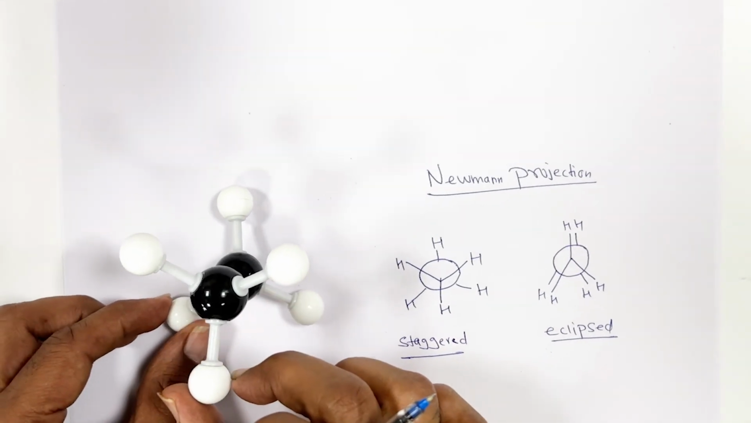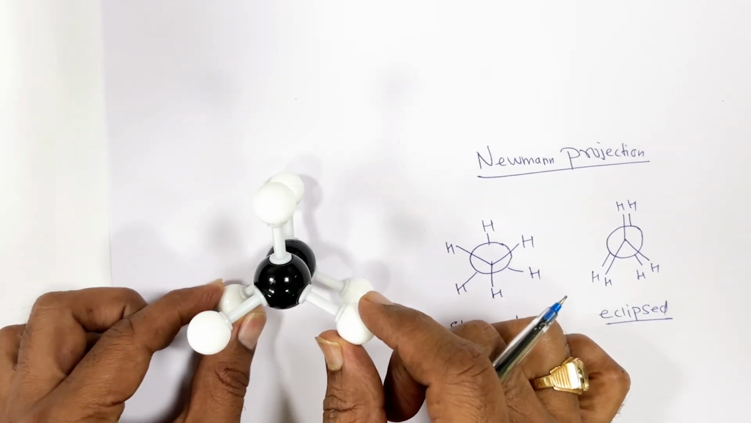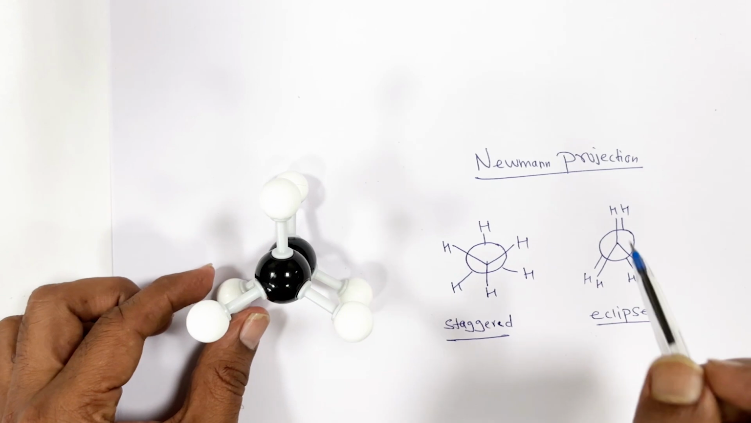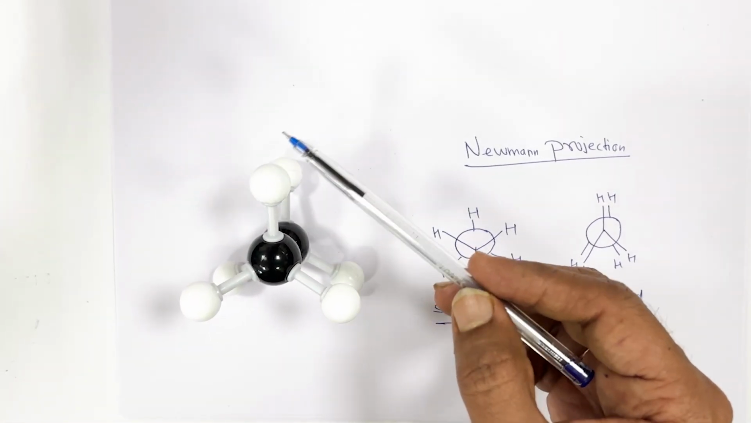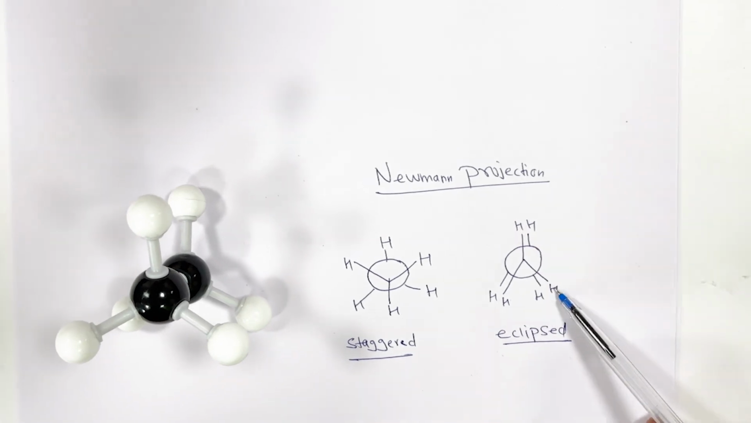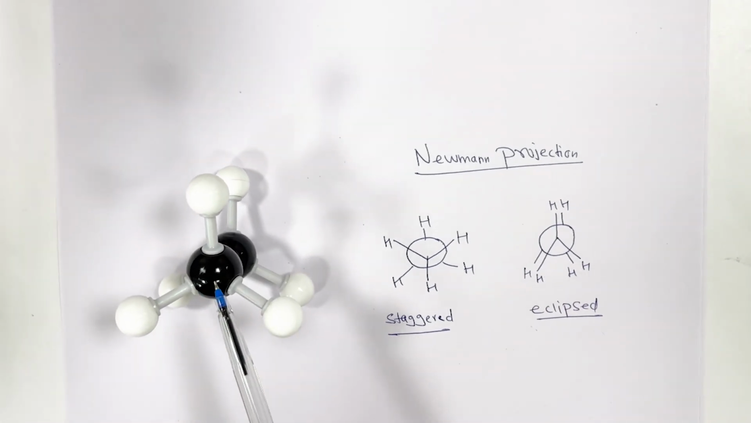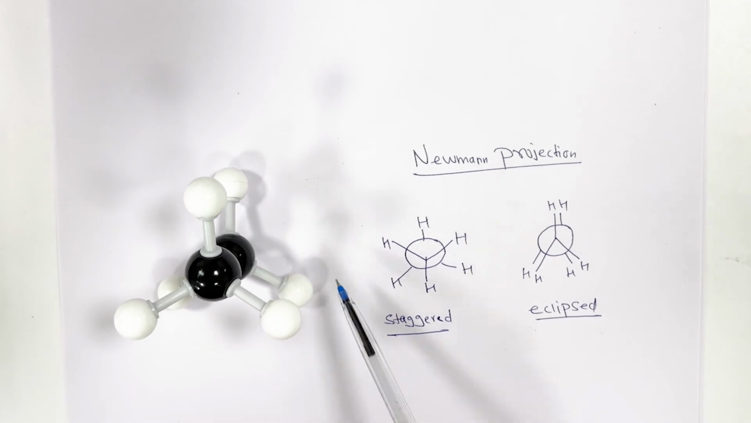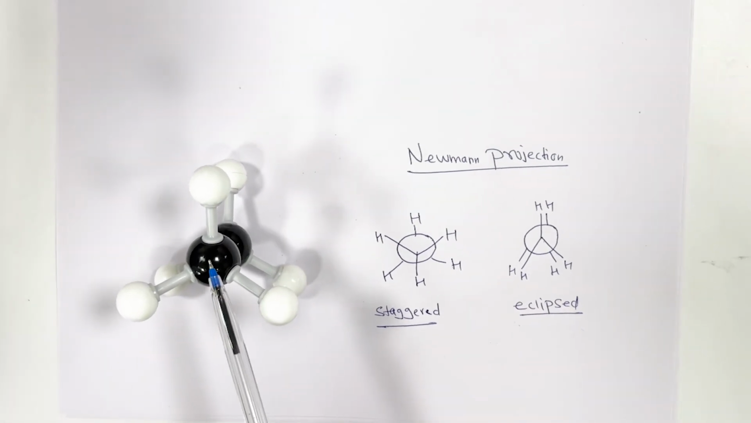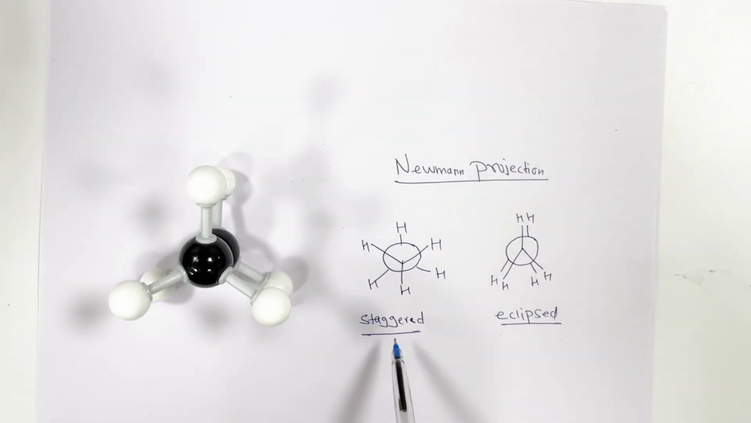Now I am converting this staggered into eclipse by rotation of this carbon-carbon bond. After that rotation of carbon-carbon bond, we will get eclipse conformer. That was written on right hand side of that page. So this is the eclipse conformer, and this is the actual model. Now all these white, white means hydrogen, are at eclipse form. Now you can easily watch in 3D whatever we wrote in our class notes.